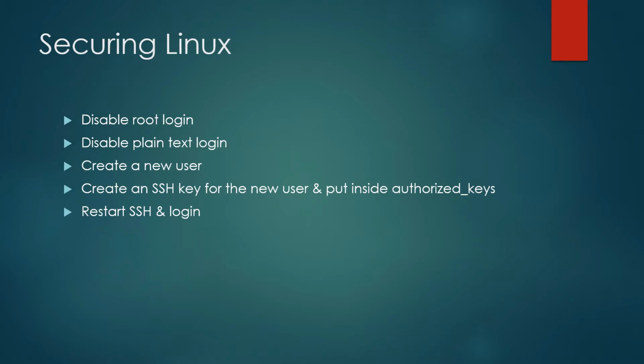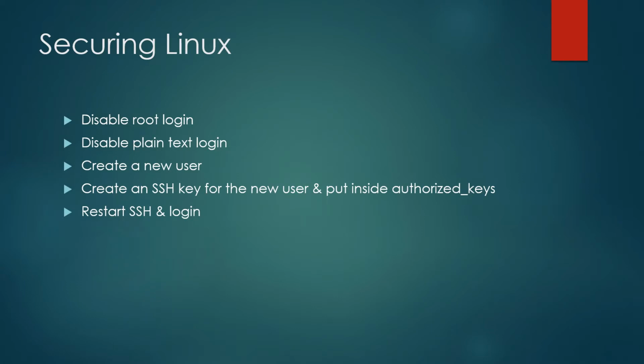So what we're gonna do is we're gonna disable the root login. We're gonna disable the plain text login. So we need to use a private key. We're gonna create a new user with which we can log in. And we're gonna create an SSH key for the new user and put that inside the authorized keys, and then we're gonna reset SSH and try to log in again.